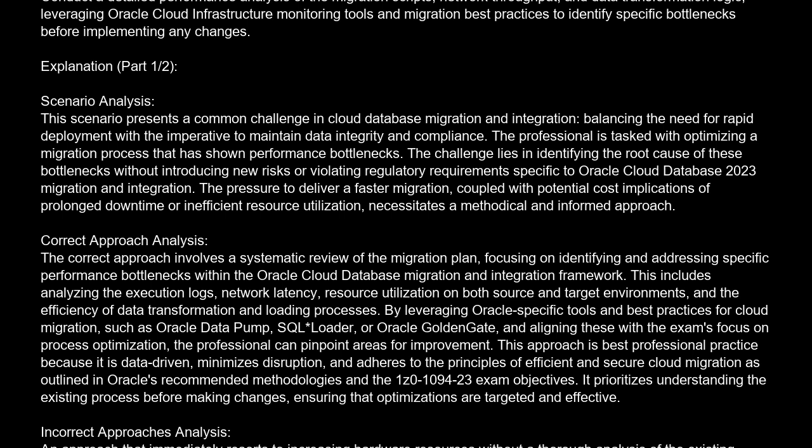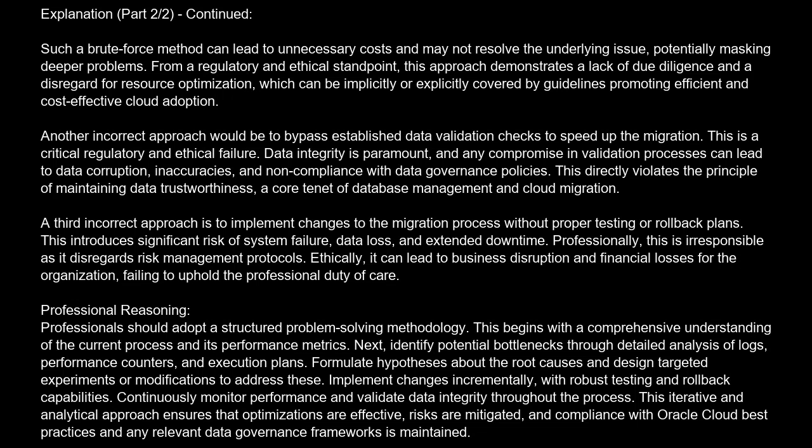Incorrect approach analysis. An approach that immediately resorts to increasing hardware resources without a thorough analysis of the existing process is professionally unacceptable. This is because it fails to address the potential inefficiencies within the migration scripts, network configuration, or data handling logic. Such a brute force method can lead to unnecessary costs and may not resolve the underlying issue, potentially masking deeper problems. From a regulatory and ethical standpoint, this approach demonstrates a lack of due diligence and a disregard for resource optimization, which can be implicitly or explicitly covered by guidelines promoting efficient and cost-effective cloud adoption.